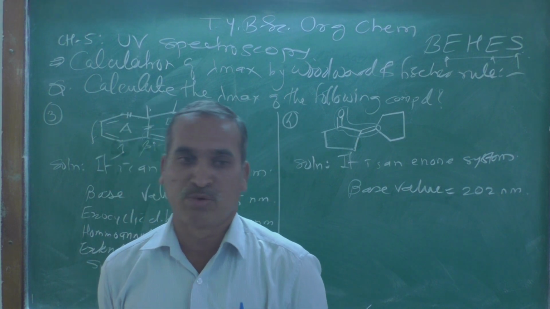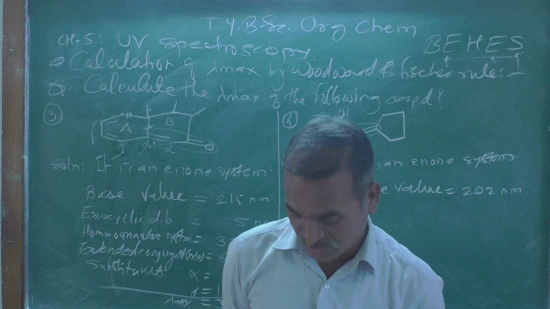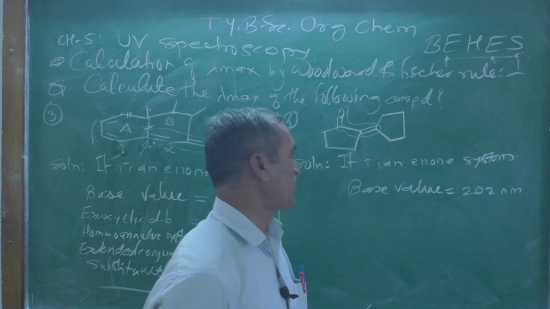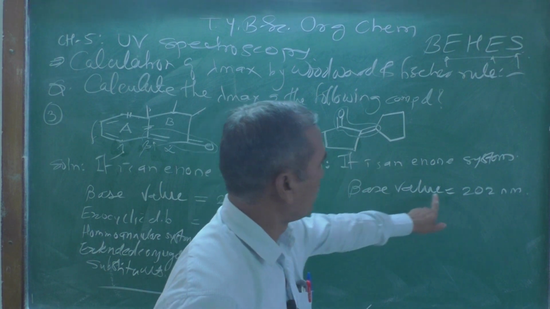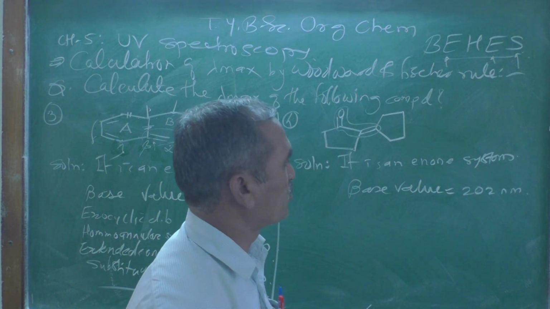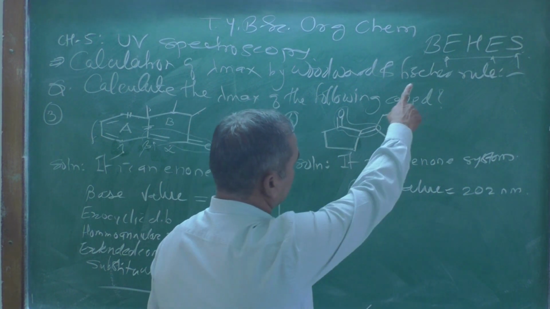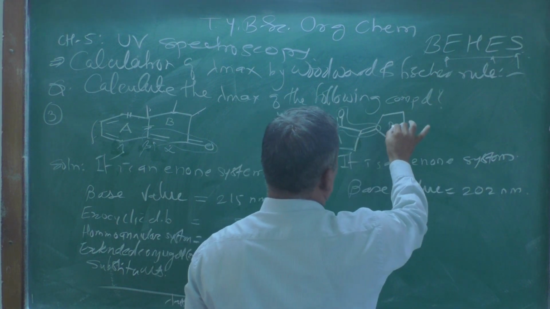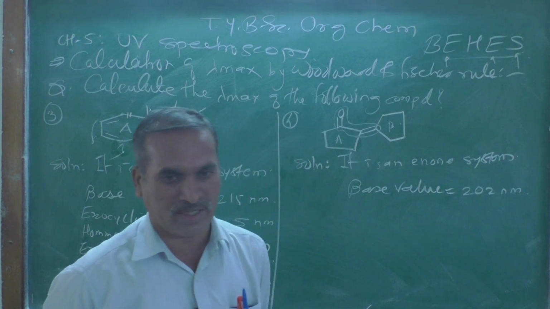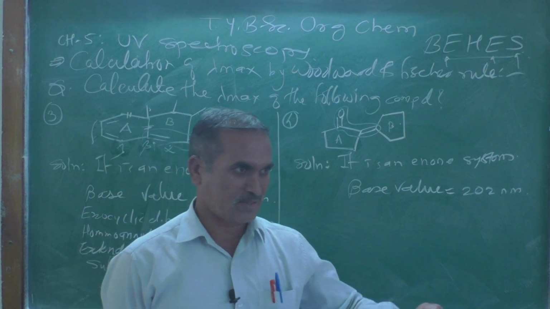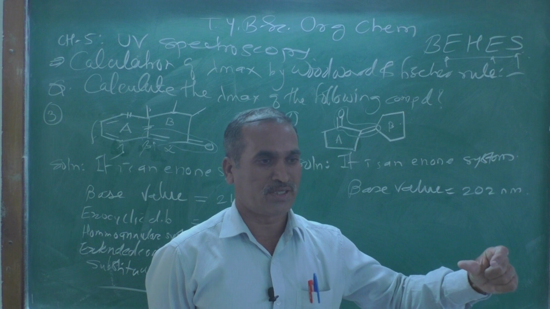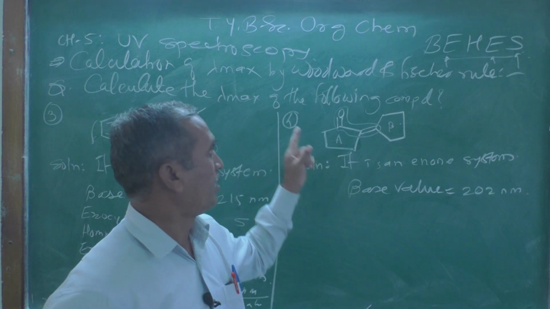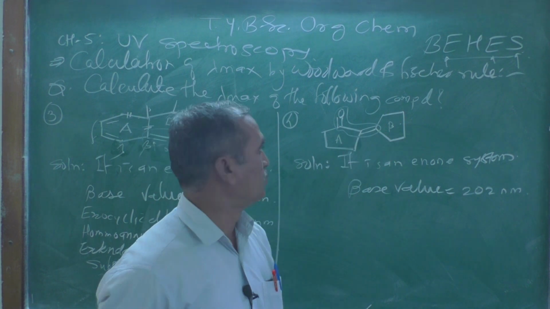If an aldehyde group is present, then you can take 207 nanometer. But here it is a 5-membered ring, so the base value should be 202. Now E stands for exocyclic, so label it. Is there a ring present in this compound? Yes, this compound contains rings. There are 2 rings and we label them ring A and ring B.